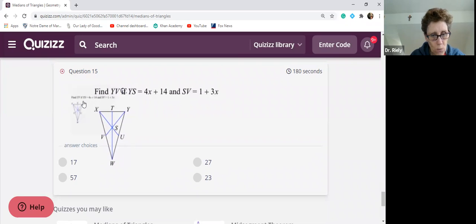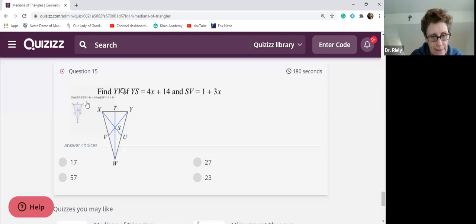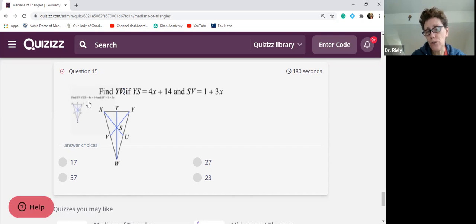Okay, this says find YV if YS, so what's YS? YS is the 2/3 piece. So YS is the 2/3 piece, that's 4x plus 14, and SV is the 1/3 piece. Okay, so what you can do, you can take the SV piece and multiply it by 2. If you multiply it by 2, you can then set those two pieces equal. So let me do that. So I'm going to take 4x plus 14, which is the 2/3 piece. And if I multiply the 1/3 piece by 2, then that's equal to the 2/3 piece.